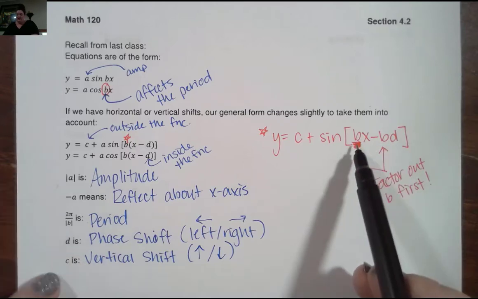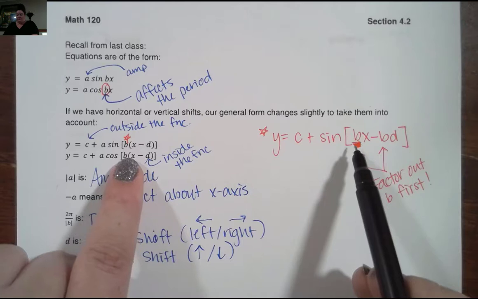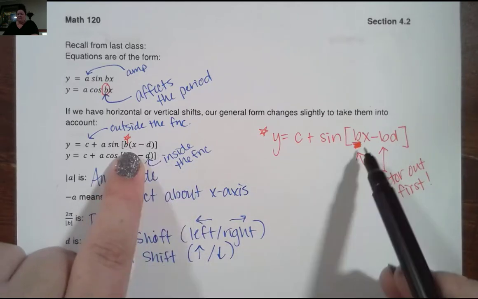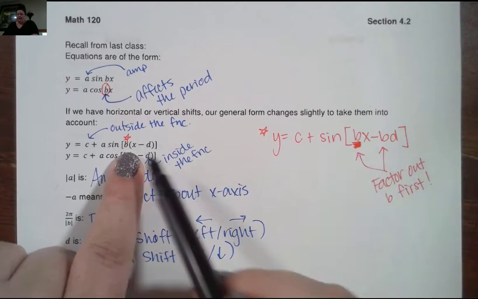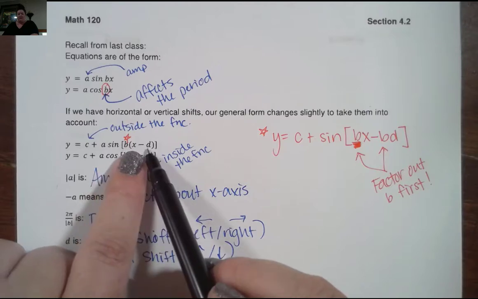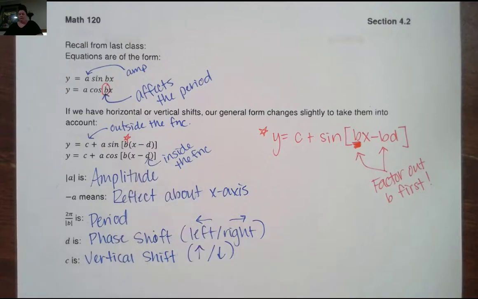So notice then it will look the way we have it written over here. We'll have the b and then whatever's left in parentheses from each of these terms. That way we can easily see what our b value is, so we can adjust our period, and we'll be able to see what the x is either adding or subtracting, so that we'll be able to figure out our phase shift.